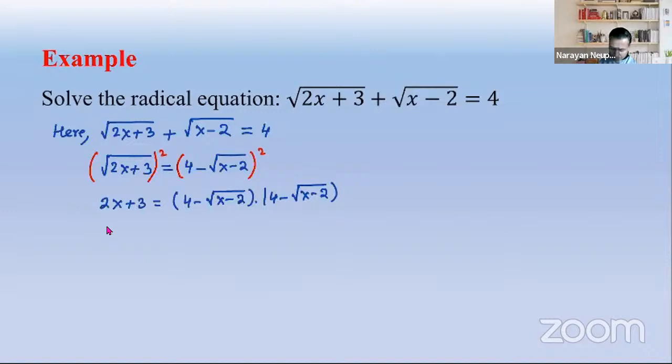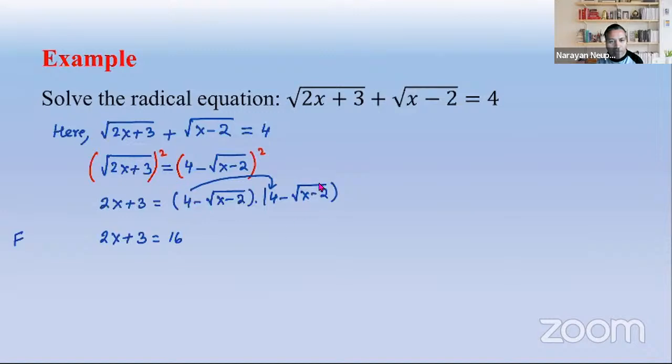Okay, so now we have 2x plus 3 equal to, so if we want to multiply this one, we multiply the first one with the first one. The first term from the first with the first term from the second. So first and first, that is your F in FOIL. And if you multiply 4 times 4, that is 16.